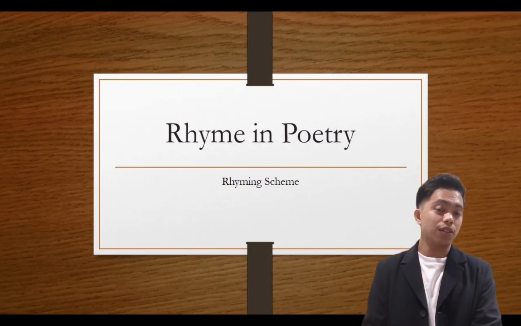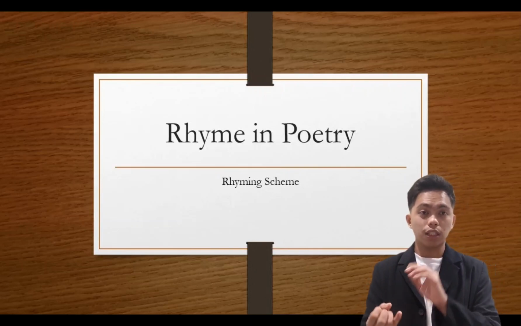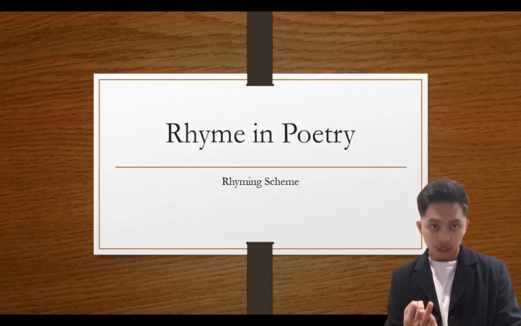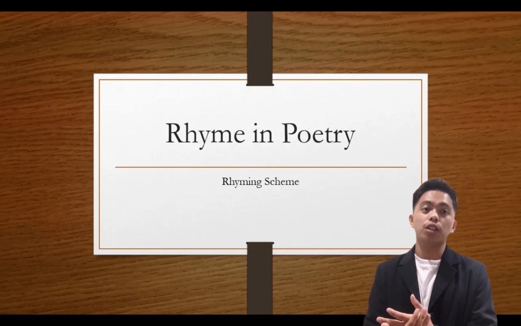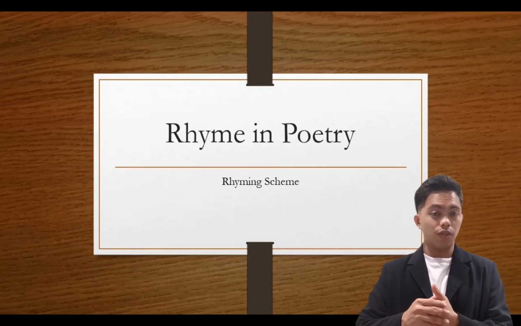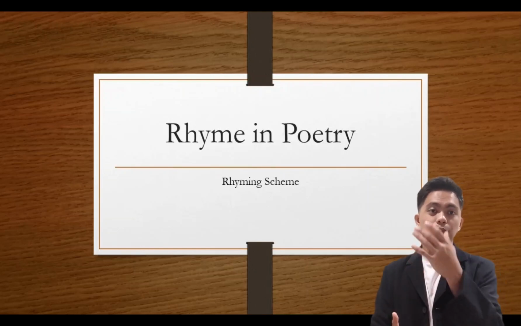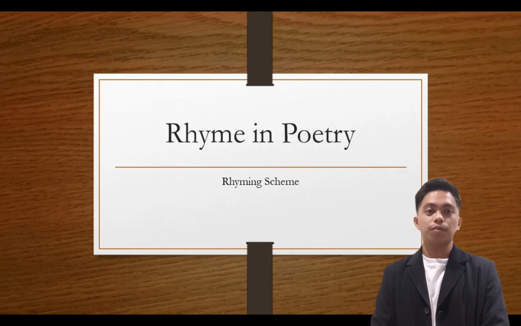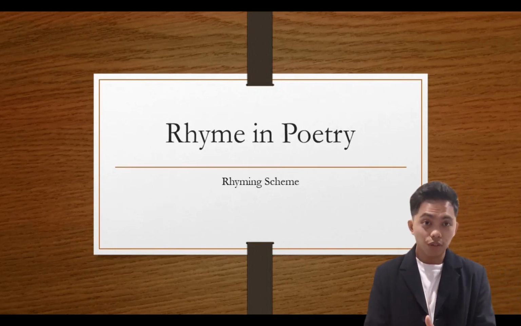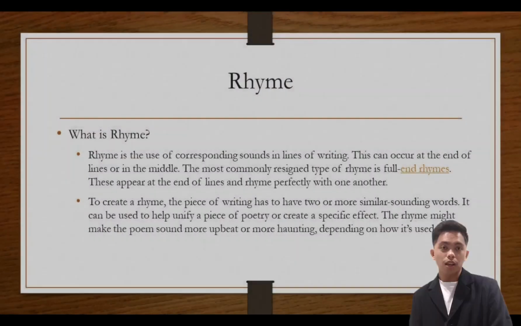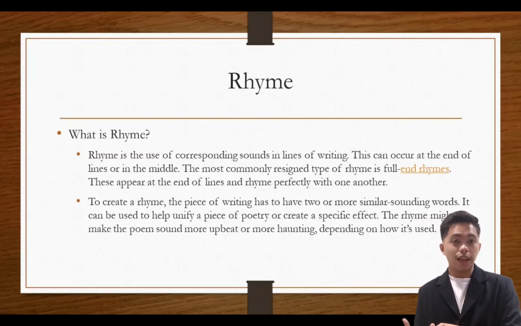So what we'll be discussing for today's lesson is about rhyme in poetry. We're going to discuss different rhyming schemes and different types of rhyme. So before we proceed to the discussion, of course it is important for us to know the meaning of rhyme. Is there anyone who could tell me the meaning of rhyme? Yes, Mr. Kai. Okay, thank you for your answer. Okay class, so Kyle's answer is also correct. Rhyme means having the same sound at the end of the word.